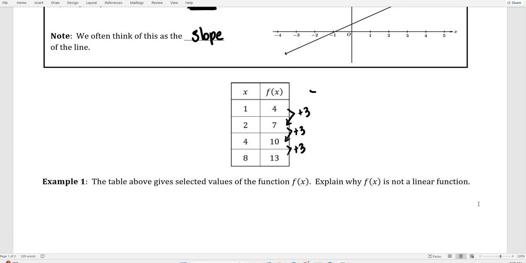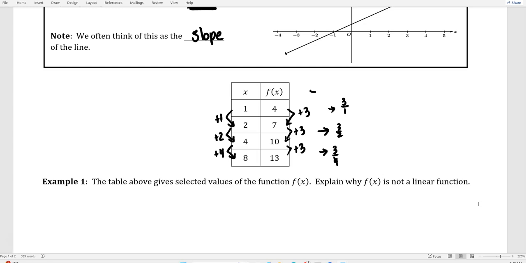The x's are not increasing by the same amount, right? So over here, we go up by 1. So that means the slope on that little section would be 3 over 1, right? Just 3. But then on the next one, we go up by 2 with our x coordinate. So change in y over change in x, my slope is 3/2. And then here, the slope would be 3/4, right?